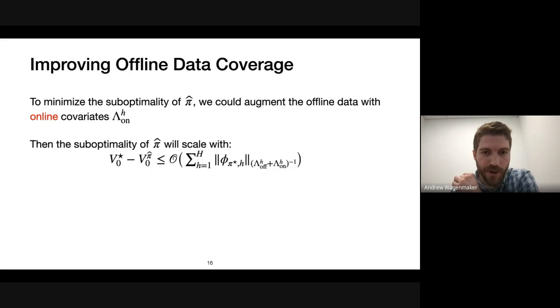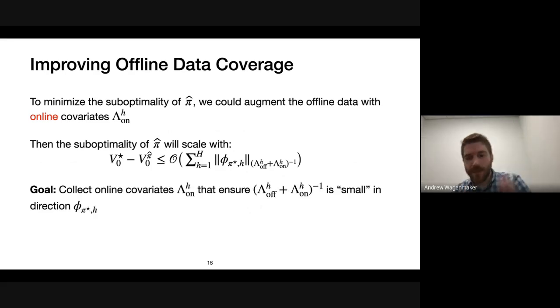So our hope is now to augment the offline covariates, lambda off h, with some online covariates that ensure that we get good coverage in phi pi star of h. I'm not really saying anything super profound here. You would see that this is the reasonable thing to do just from existing work on offline RL. The question though is how do you actually do this, and how do you do this efficiently?